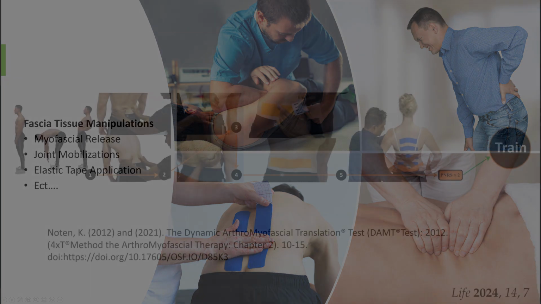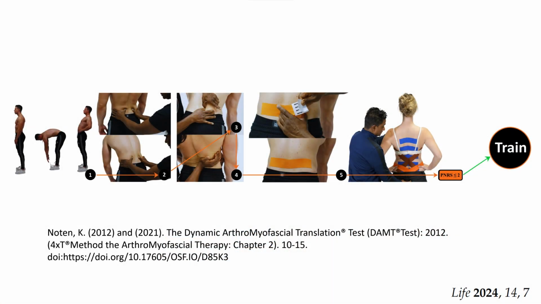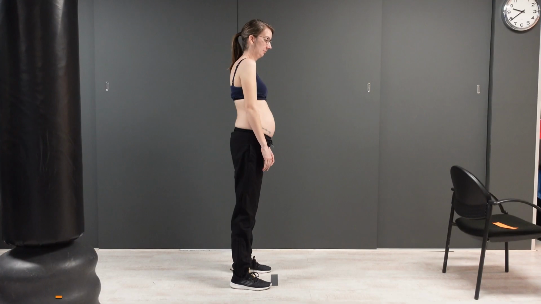To optimize these interventions, identifying the precise location and direction for myofascial release, elastic tape application, and joint mobilization is crucial. Hence, a test was developed to lay the groundwork for pioneering the 4XT method. The foundational principles of the 4XT method, a protocol renowned for selecting the most fitting interventions, determining the optimal location, direction, and intensity for addressing musculoskeletal conditions.